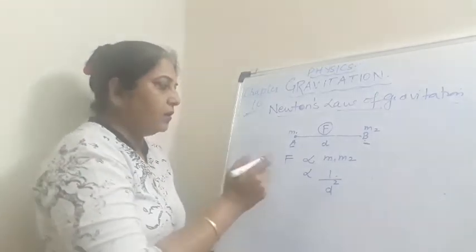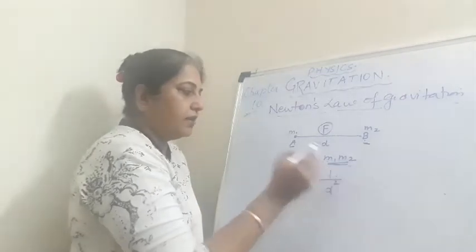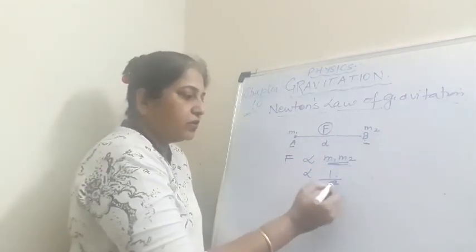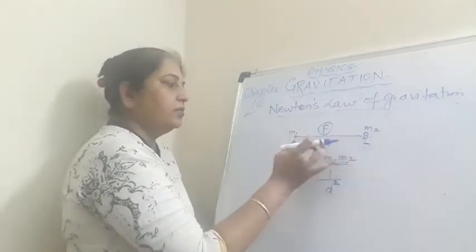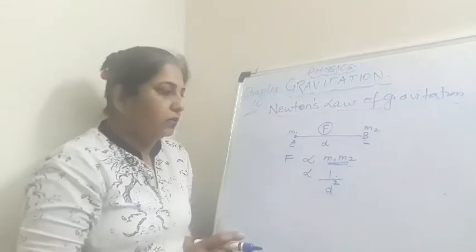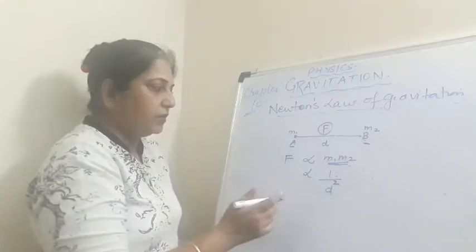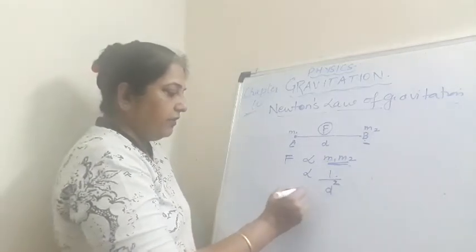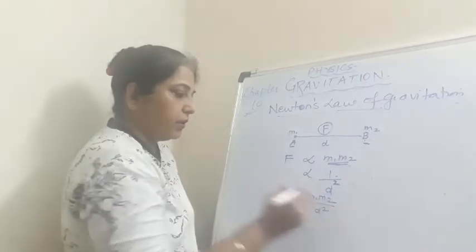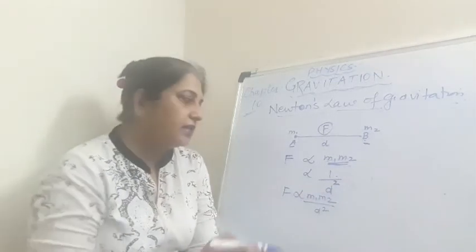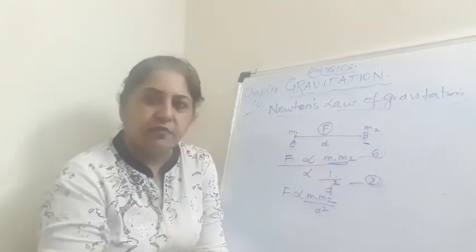You can read it once again. F is directly proportional to the product of the masses and is inversely proportional to the square of the distance between them. Let us take the distance between the two objects to be d. Now, if we combine the two laws, we will get F is directly proportional to m1 m2 upon d square. Let us first understand the meaning of the first part and then the second part, and then we'll complete the derivation.